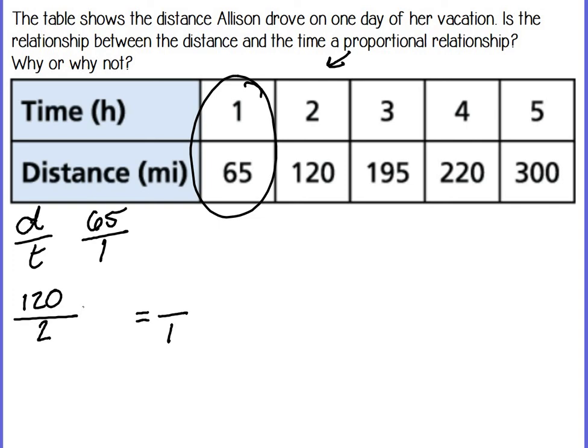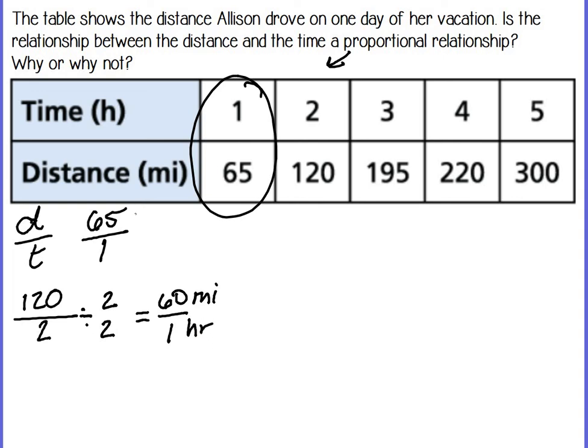So now I'm going to divide. And I know to go from 2 to 1, I divide by 2. What I do to the top, I do to the bottom, and vice versa. Here I have 120 divided by 2. And I can use my shortcut and say 12 divided by 2 is 6. And then I add that extra 0 here, and I get 60. Well, right off the bat, we're finding that in her second hour, she drove 60 miles per hour.